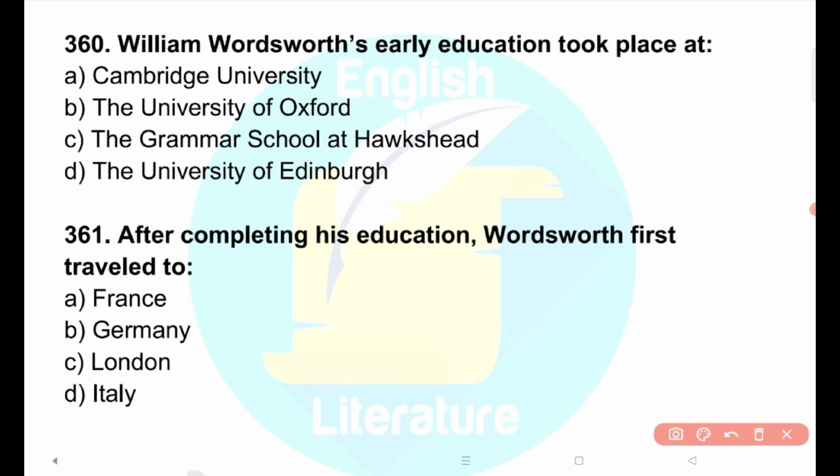After completing his education, Wordsworth first traveled to option A, France. After graduating from St. John's College, Cambridge in 1791, Wordsworth traveled to France. He was drawn to the ideals of the French Revolution and developed a deep admiration for its principles of liberty, equality, and fraternity. During the same time, he had a romantic relationship with Annette Vallon, which resulted in the birth of their daughter Caroline.